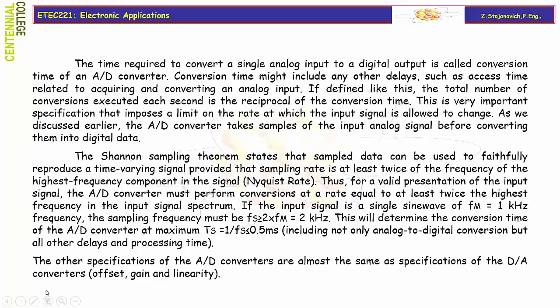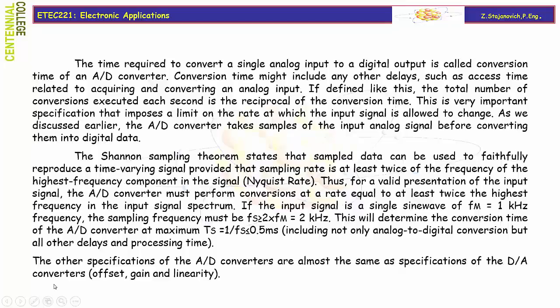If the input signal is a single sine wave with a frequency of, say, 1 kHz, the sampling frequency must be fs higher or equal to 2 times fm. That means 2 kHz. This will determine the conversion time of the analog digital converter at maximum Ts, reciprocal value of the sampling frequency, less or equal 0.5 milliseconds, including not only analog to digital conversion, but all other delays and processing time.